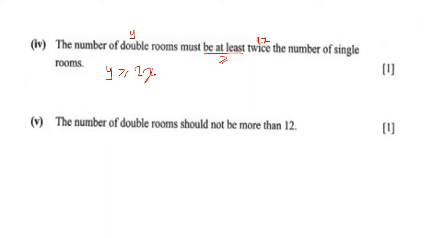So there is nothing difficult about making equations as long as you take note of those words that have been given to you on the first slide. All right, the last one on question A, they are saying the number of double rooms should not be more than 12. Not more than simply means less or equal to. So the number of double rooms, here we are saying y, should be less or equal to 12. So these are the equations that we are supposed to make.